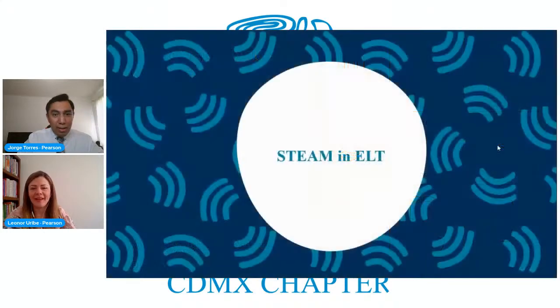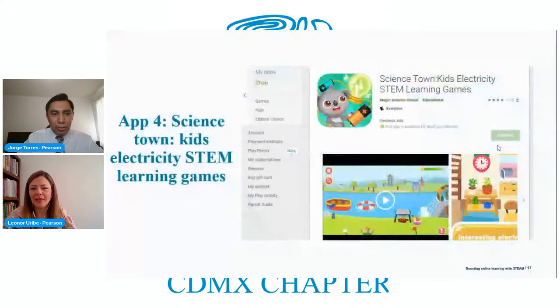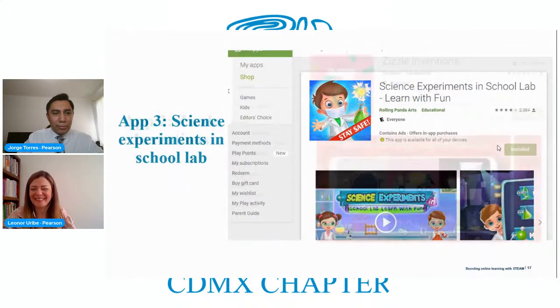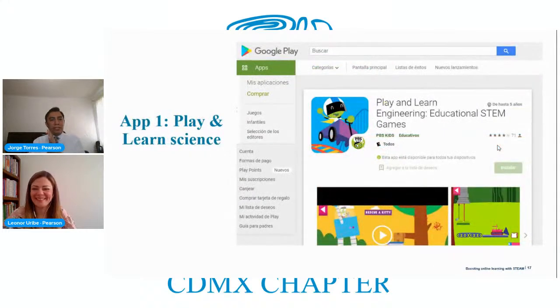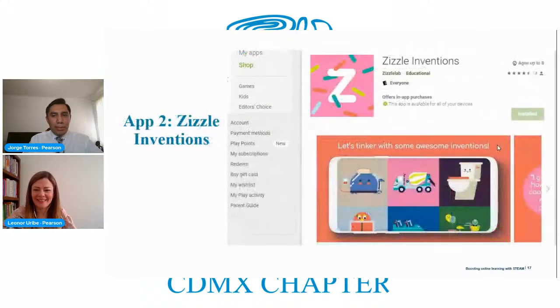Those slides help us out with the feedback. Okay, so the first one, there you go. This is the first one, Play and Learn Science. This is how it would look in your app store. If you want to take a screenshot, for example, that would help a lot. That's the first one. The second one is this one, Zizzle Inventions.